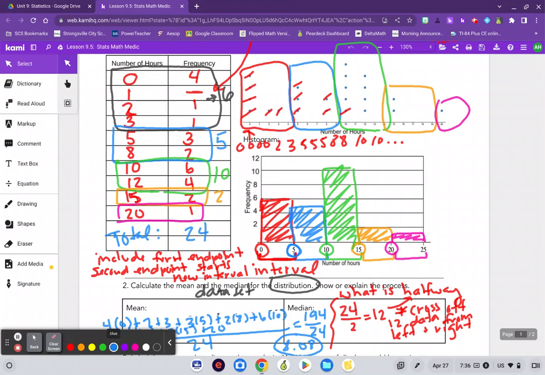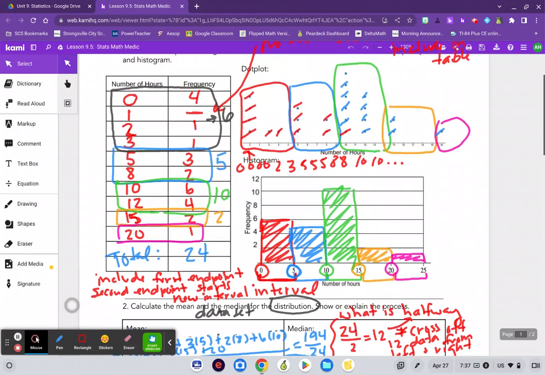But just to verify, I'm going to start on the right side and cross off 12 pieces of data as well. So 1, 2, 3, 4, 5, 6, 7, 8, 9, 10. What did I miss? 1, 2, 3, 4, 5, 6, 7, 8, 9, 10, 11, 12. I feel like I did miss something. I just didn't scroll far enough. Okay. 1, 2, 3, 4, 5, 6, 7, 8, 9, 10, 11, 12. There we go.